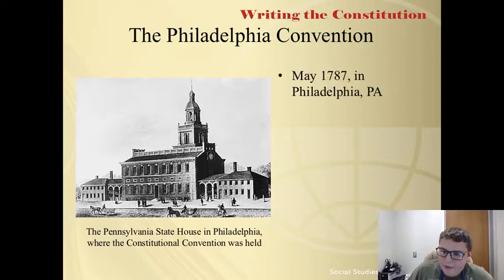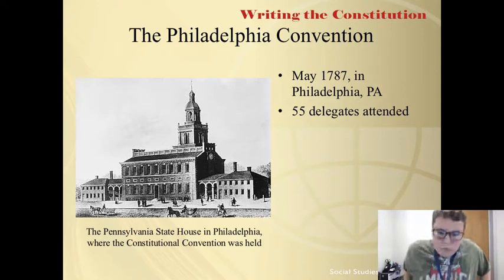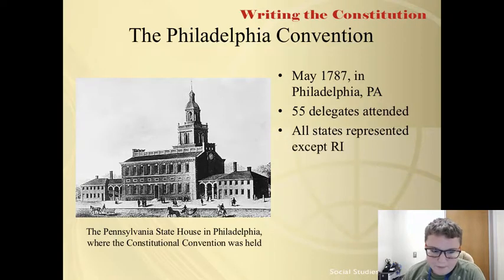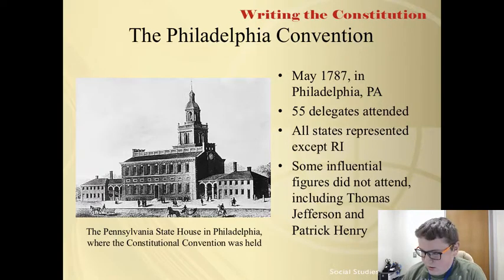Rhode Island refused to send delegates, and some more famous figures from the Revolution did not or would not attend. For example, Thomas Jefferson was in France serving as the U.S. ambassador. Patrick Henry, on the other hand, smelled a rat, suspecting that the revision of the Articles of Confederation would grant a central government too much power, and chose not to attend. Two of the New York delegates walked out during the convention, leaving Hamilton as the state's lone delegate.